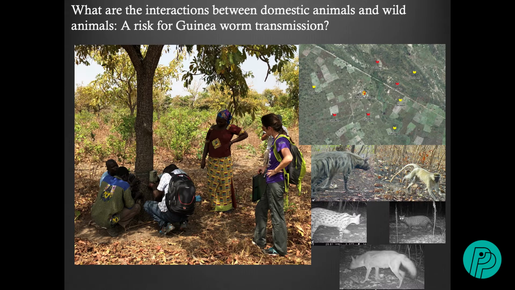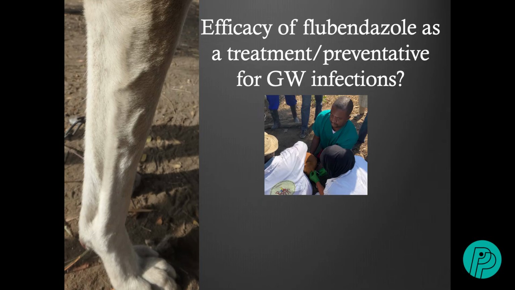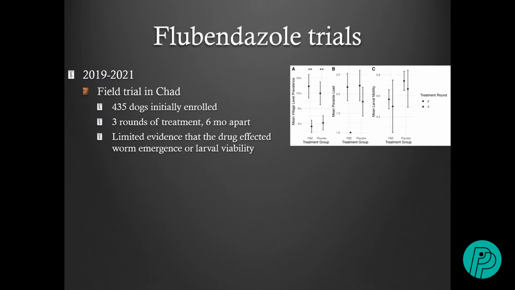And then we're also looking at flubendazole as a potential treatment or preventative for guinea worm infections in dogs. So from 2019 up until last year, we did a field trial in Chad using flubendazole treatment of 435 dogs, 3 different treatments, 6 months apart, to determine whether or not flubendazole could either treat current infections or prevent infections during that time frame.